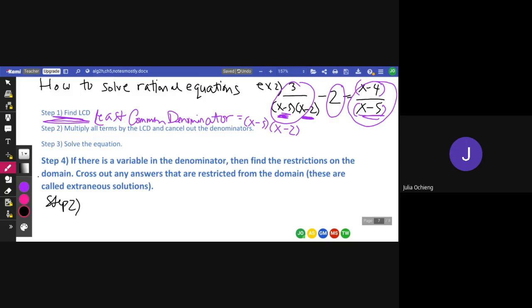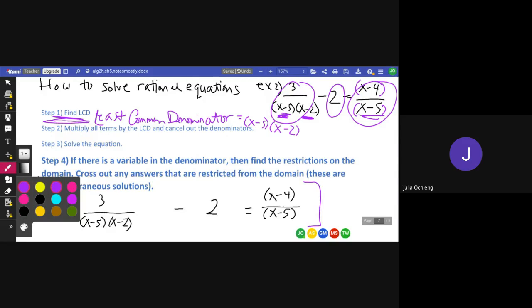So I'm going to copy the original equation as neatly as I can and spaced out so that I can write out the LCD. And I'm going to make those parentheses explicit to make it easier to reason out later. I'm going to multiply this whole thing by x minus 5 times x minus 2.